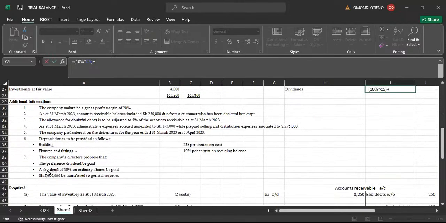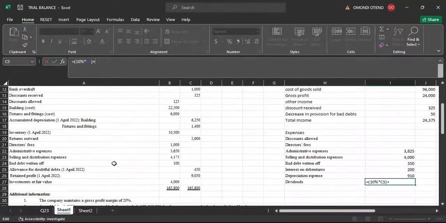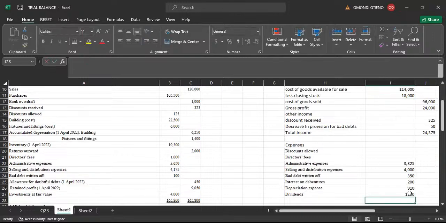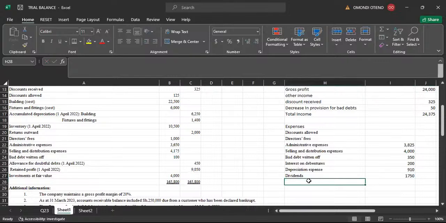To what have we been told about this one here? A dividend of 10% on ordinary shares be paid. So this one also they have decided to put it, 10% plus 10% of the ordinary share capital. That is the dividends that they have proposed to be paid. It has not been paid, they have just proposed. So what is it telling us? We are going to have dividends payable in the statement of financial position under current liabilities.